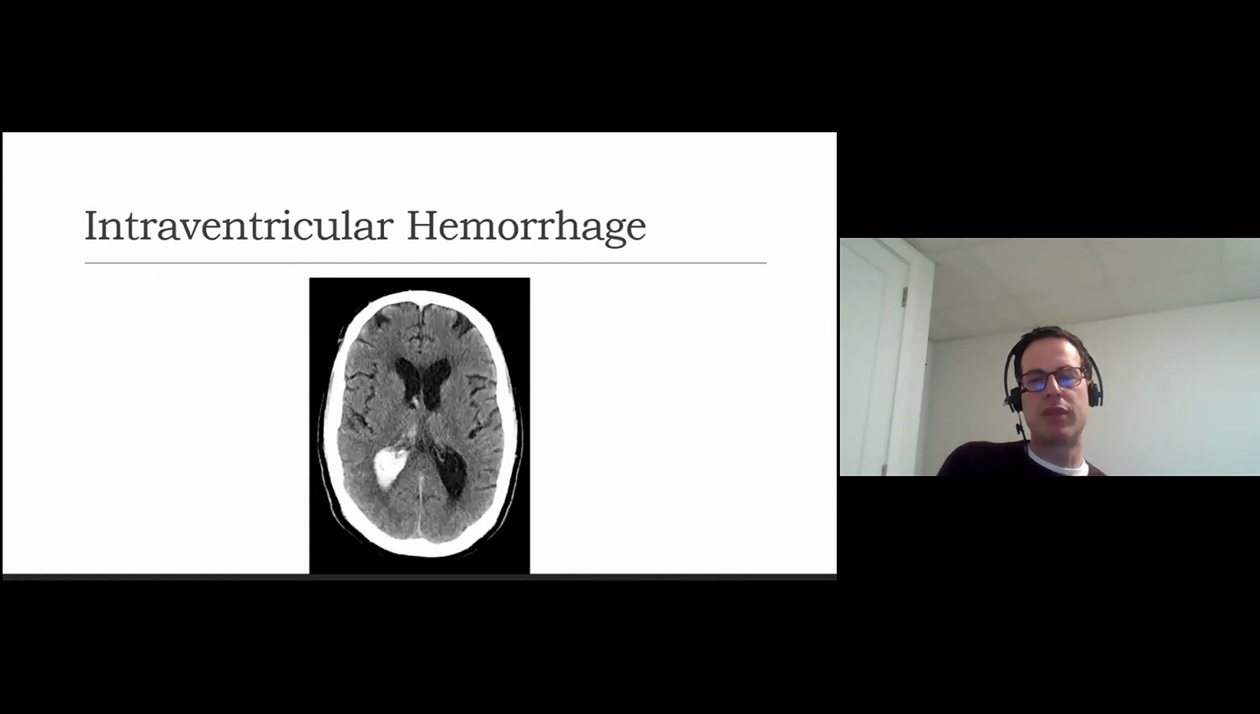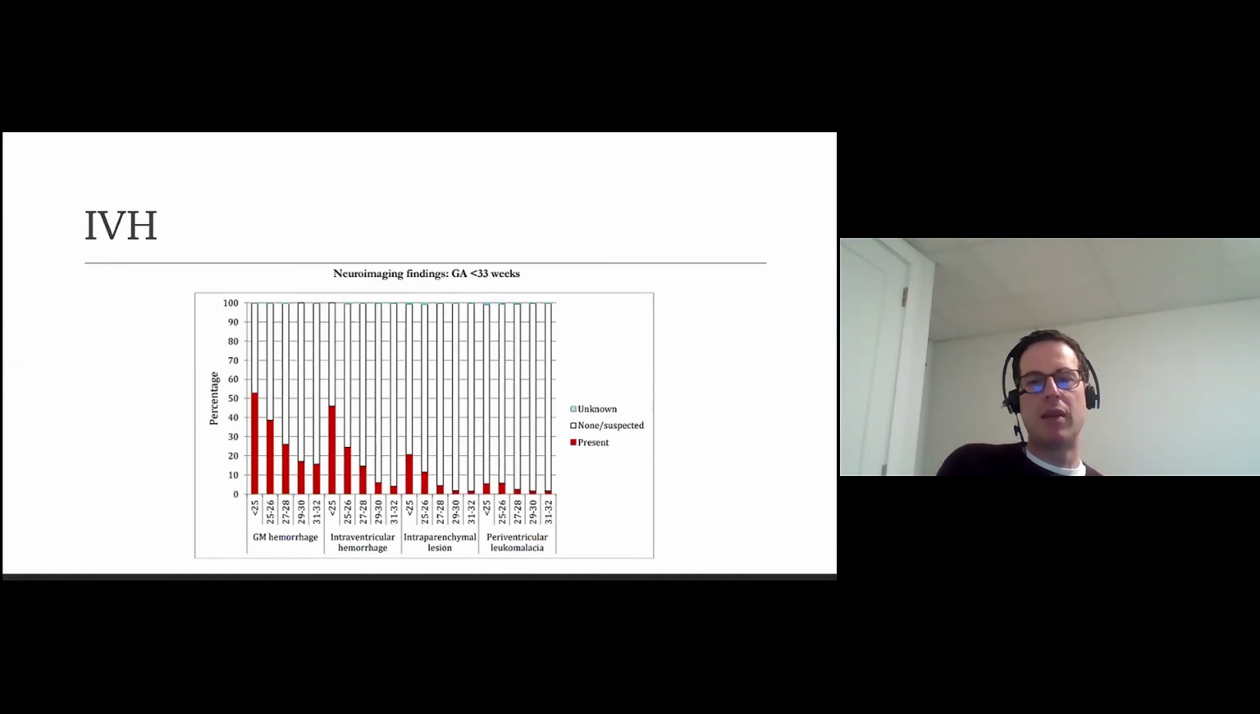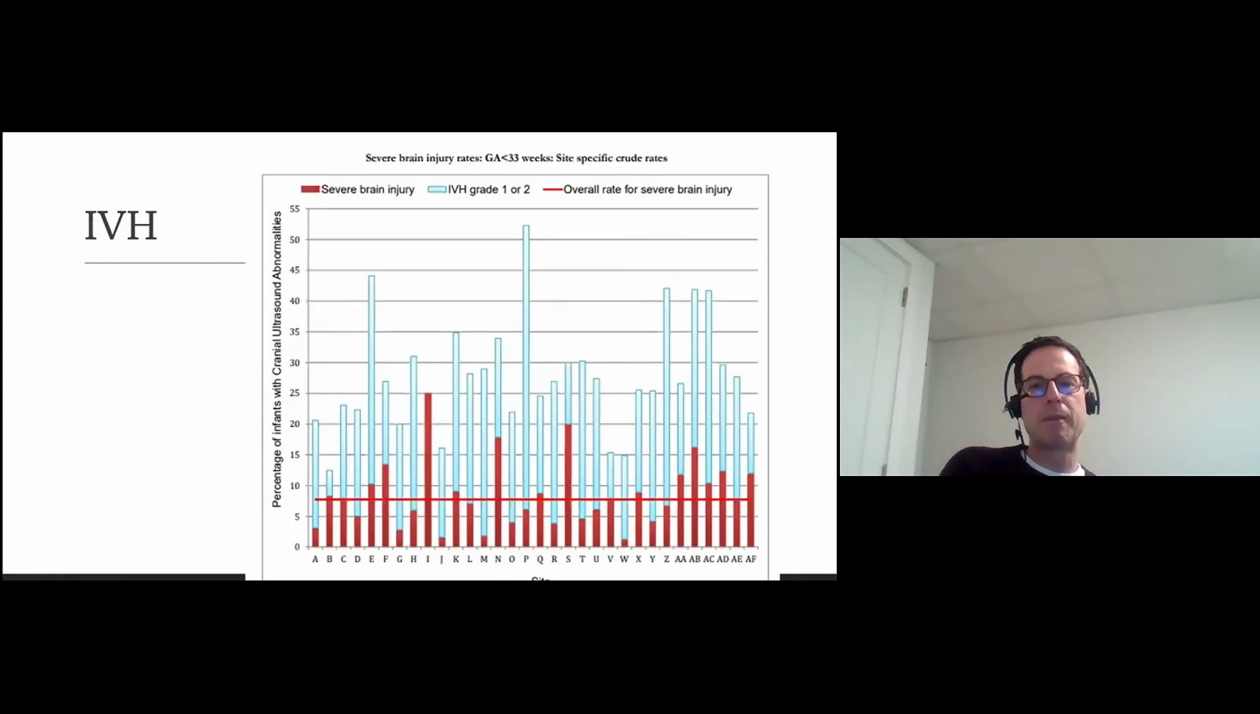And lastly, we're going to tackle intraventricular hemorrhage. This graph is from the CNN and looks at IVH under 33 weeks. What you can see, not surprisingly, is under 25 weeks, about 50% of babies will have a germinal matrix hemorrhage. If you look at blood within the ventricle, that's also close to 50% under 25 weeks. Intraparenchymal lesions, grade 4 IVHs, certainly drop down to 20% under 25 weeks, and they drop off precipitously after that. And PVL happens at about 5% in the under 25 and the 25 and 6, but then drops off considerably after that.